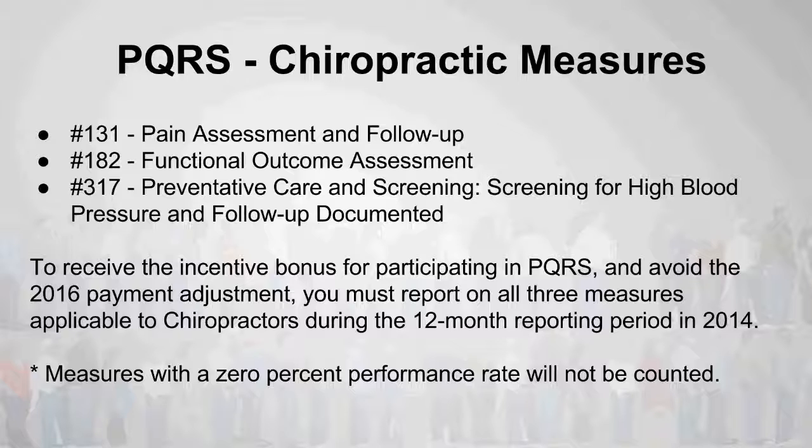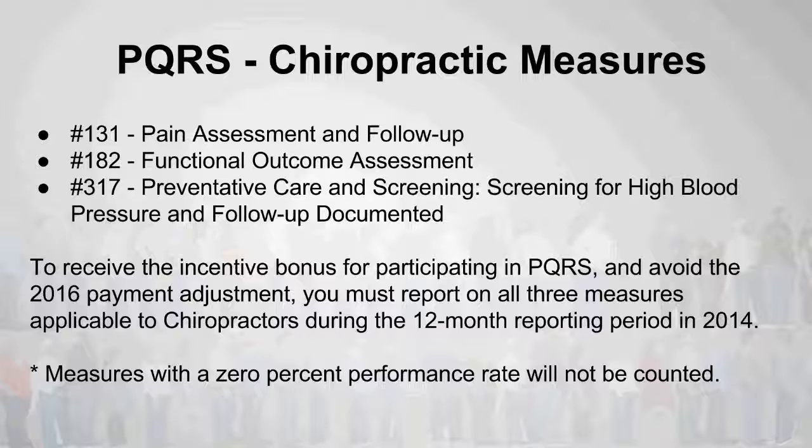So for chiropractic measures, there are 3. As I mentioned, Medicare says you have to report on 9, but there are only 3 within your grouping, then you'll only have to report on the 3. So in this particular case, we're seeing 3 measures for chiropractors: pain assessment, functional outcome, and then preventative care and screening.